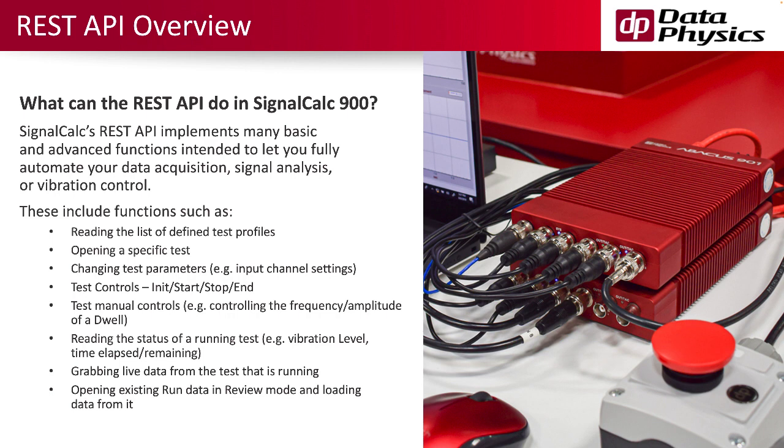Some of the other functions from the REST interface have to do with data, where you can grab data as data is coming in through the controller or analyzer. You can grab a live snapshot of your data, or you can open up a run in review mode and grab data from that run. So you can review historical data also and transfer that data all through the REST interface.